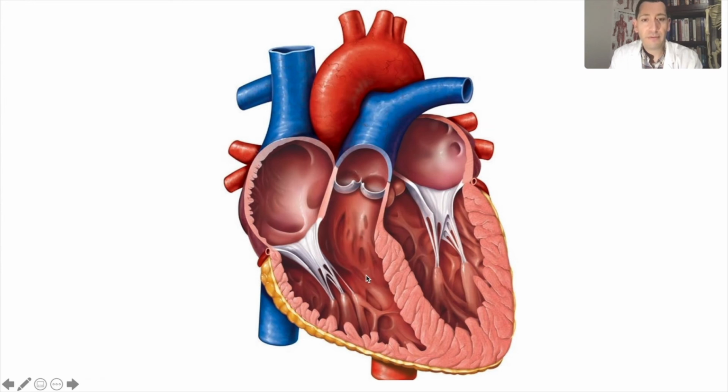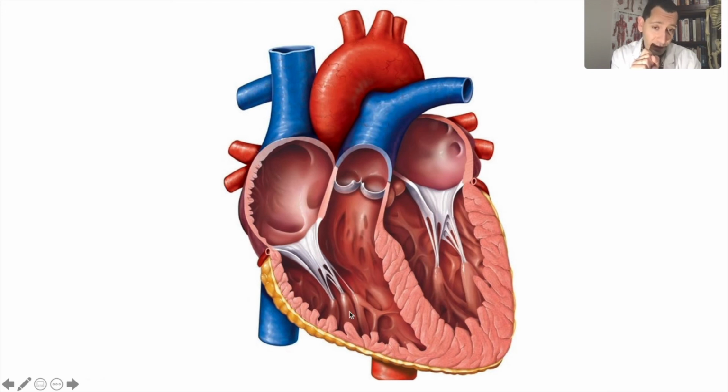Ventricles begin ventricular systole. First thing that happens, ventricular systole. Then the two atrioventricular valves shut, making S1, lub. Okay, S1. The sound is due to the atrioventricular valves shutting.